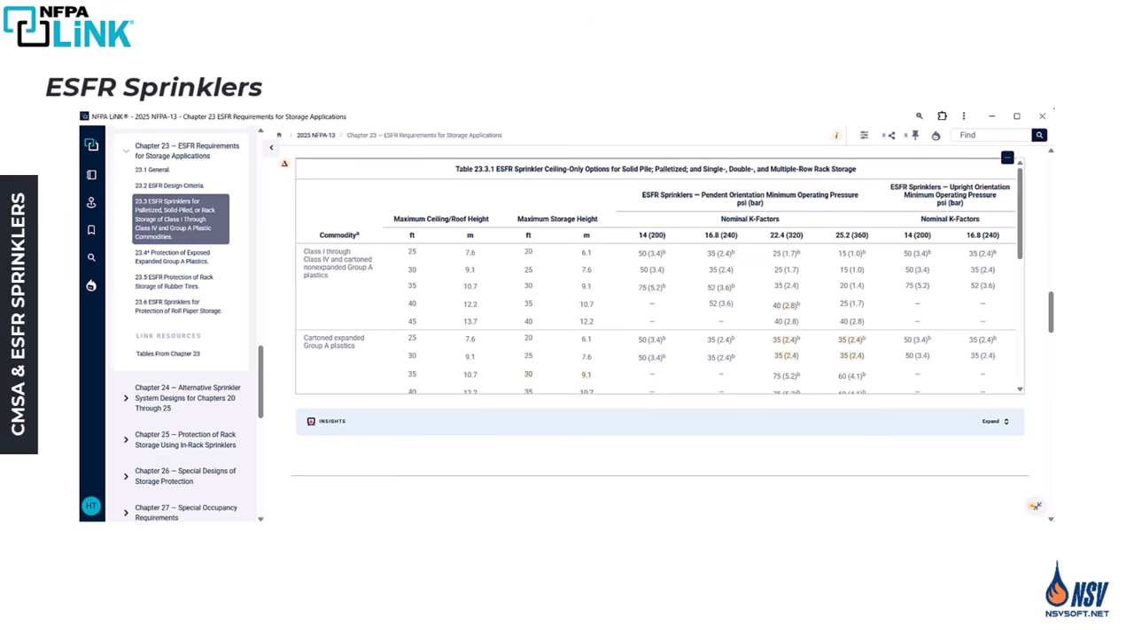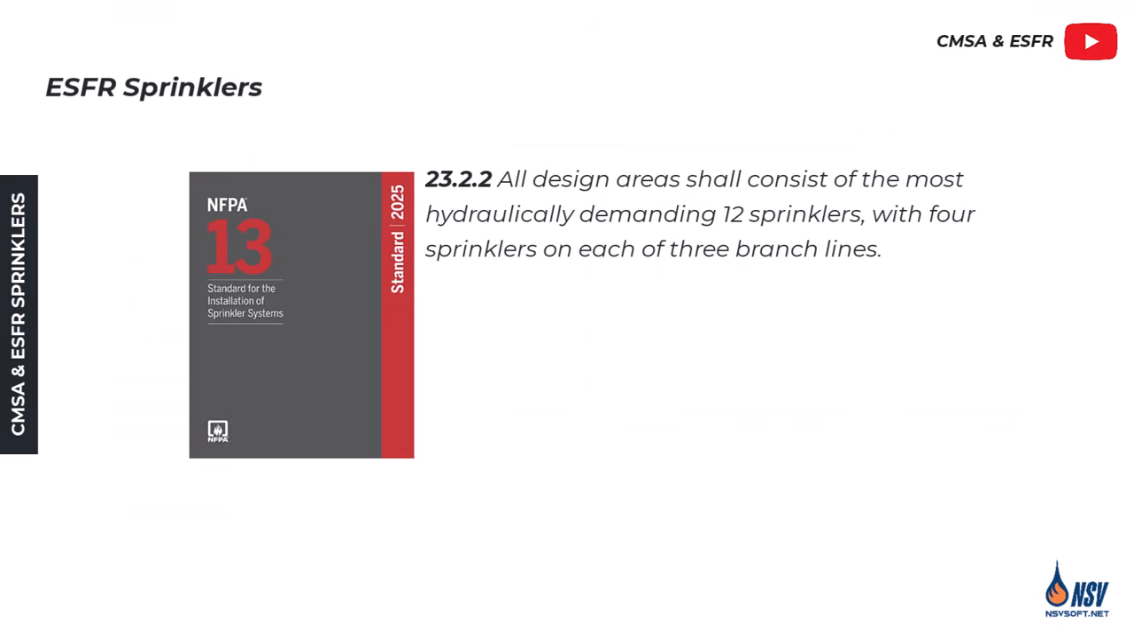This table is similar to those for CMSA with one key difference. The number of sprinklers in the design area is not mentioned. According to Section 23.2.2, we should consider the 12 most hydraulically demanding sprinklers with 4 sprinklers on each of 3 branch lines. ESFR sprinkler design criteria are often identical across different commodities and storage methods.